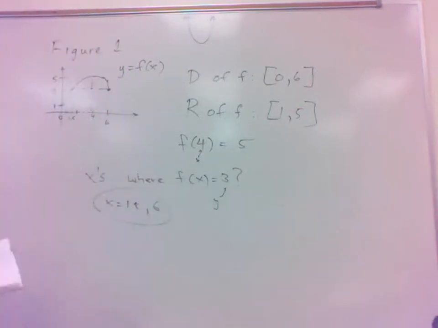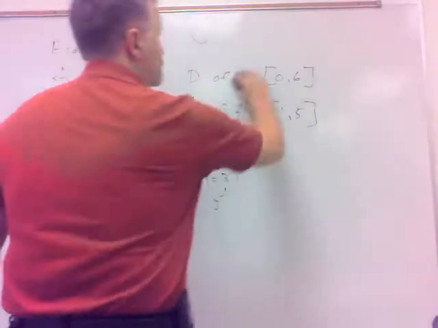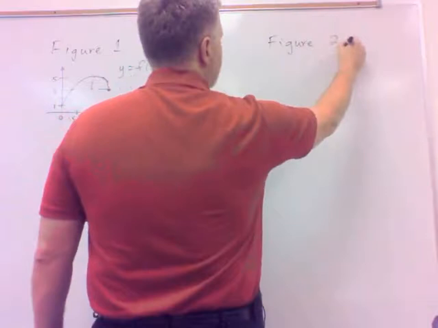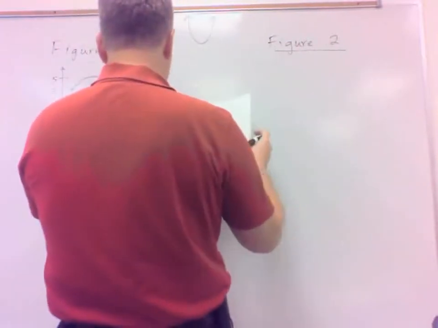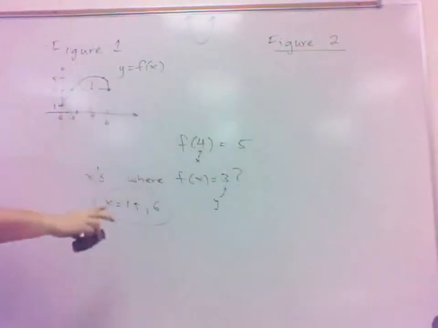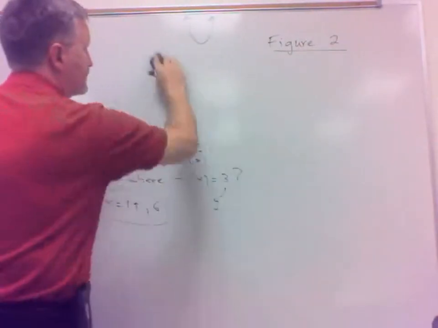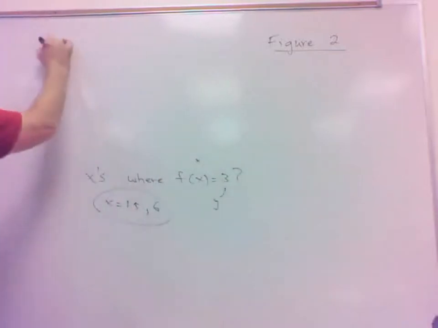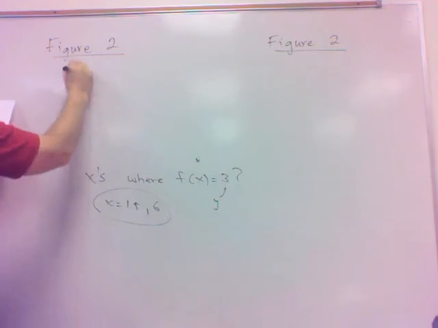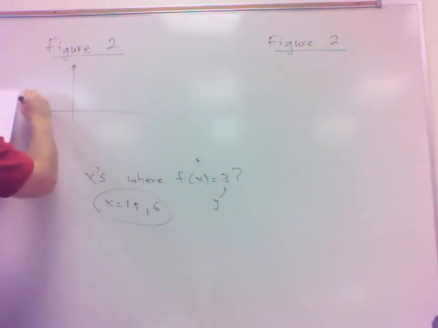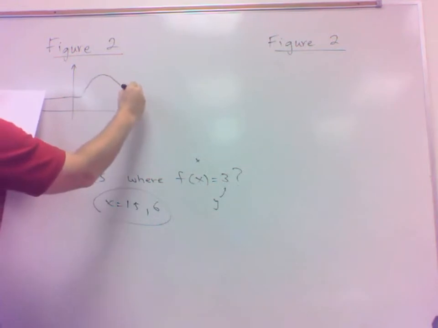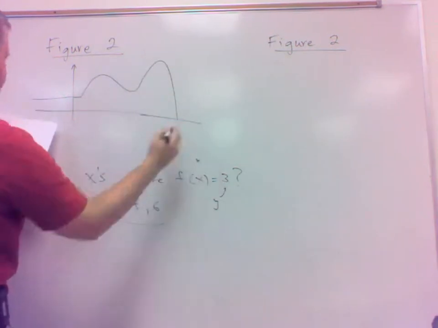Now, figure 2, let me draw that here. Because I want to talk about it, has everybody got this? Draw it right here, figure 2 right here. We've got a function that has a lot of hills, peaks, and valleys, something like that. Okay.